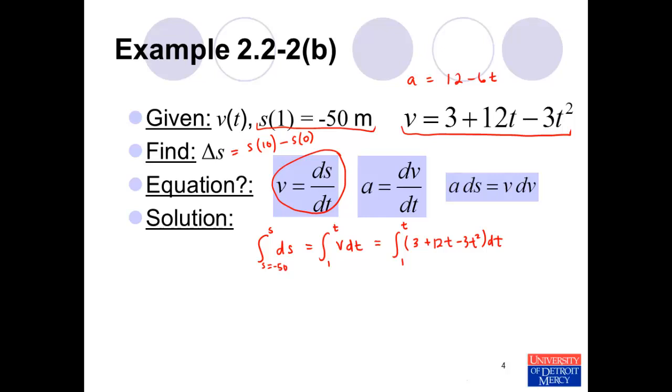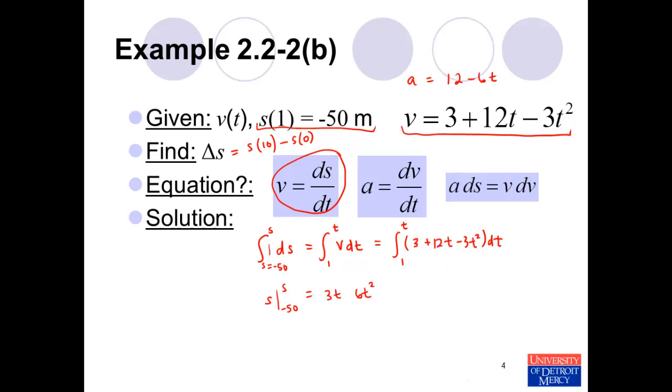So keeping that in mind, we'll go ahead and evaluate this integral. We can imagine that there's a 1 here, so the antiderivative of 1 is just going to be s. Evaluate it between the limits minus 50 and s. On the right-hand side, we'll evaluate that integral. The antiderivative of 3 is 3t. The antiderivative of 12t: we add 1 to the exponent, and then we divide the 12 by the new exponent, which is 2, giving 6t squared. And you can see if we differentiated this, we would get back our 12t.